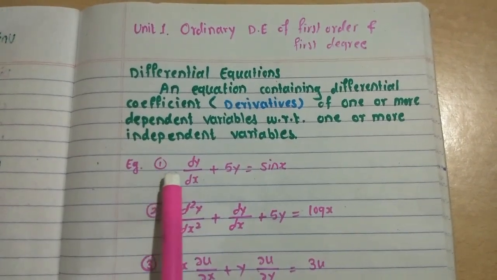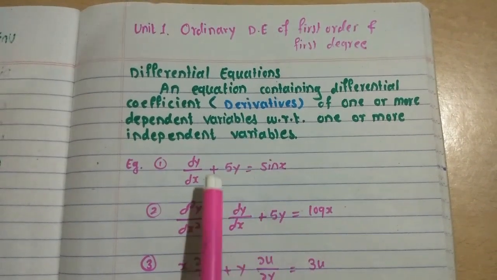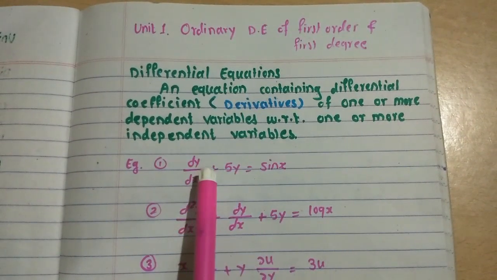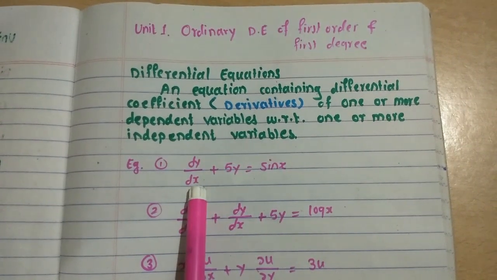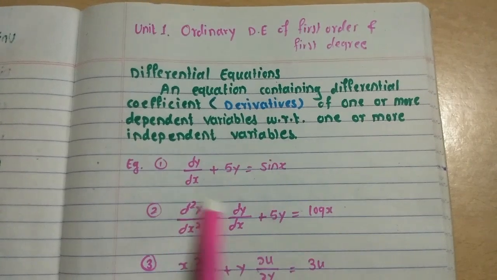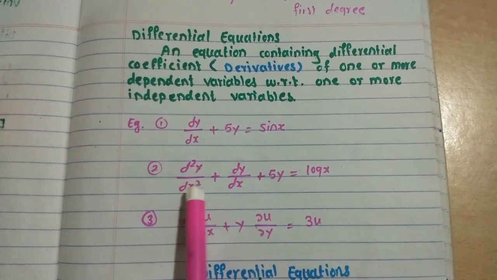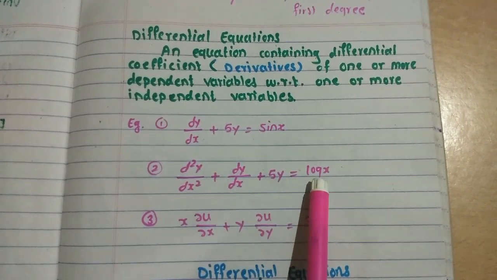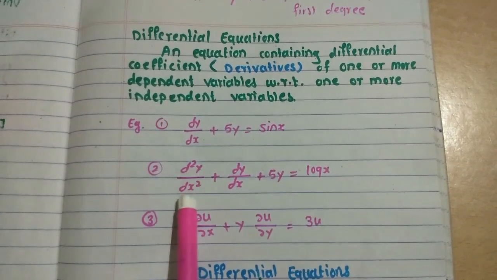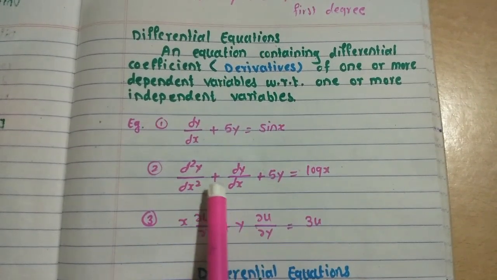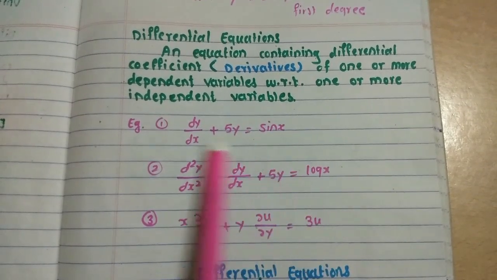Now let's see example number 1. dy by dx plus 5y equal to sin x. You can observe here the derivative is dy by dx. Here one dependent variable and one independent variable is there. So this is called a differential equation. Now in the second example, d square y by dx square plus dy by dx plus 5y is equal to log of x. Here the derivatives are d square y by dx square and dy by dx. Here also there is one dependent and one independent variable. So this is also called a differential equation.